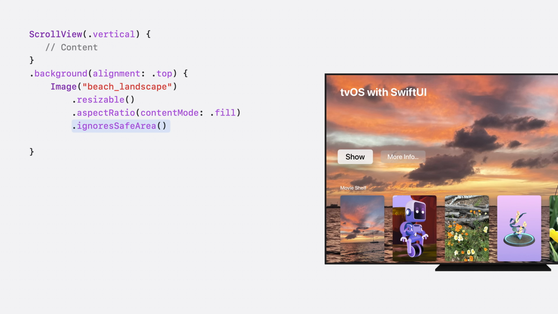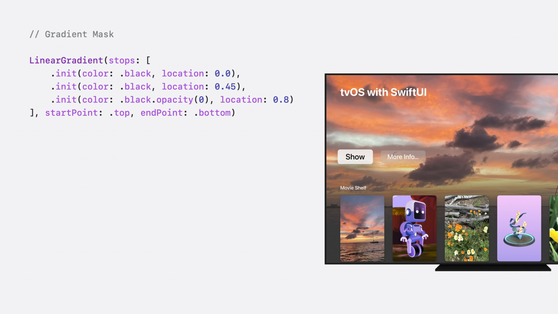It's a little distracting to have it appear behind the shelf below, though. A simple gradient mask will fade it out behind our buttons. A plain linear gradient applied with the mask modifier is all you need here. Now the image is fading out to reveal the background behind it. This is much better, and we have something a lot closer to our final application.